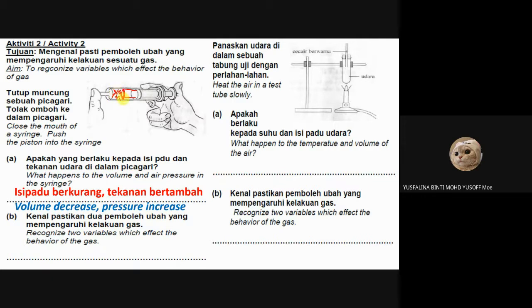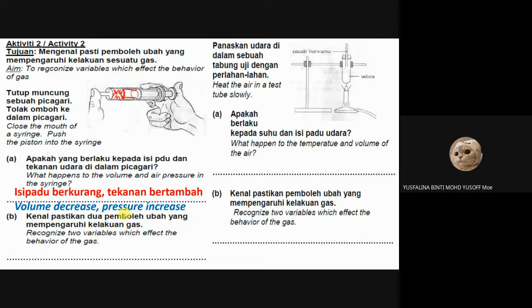So now the pressure is increased, because you already know the pressure depends on the collisions of the gas molecules. If there are more collisions, there is more pressure. So in this case, the volume is decreased and the pressure is increased. Why?